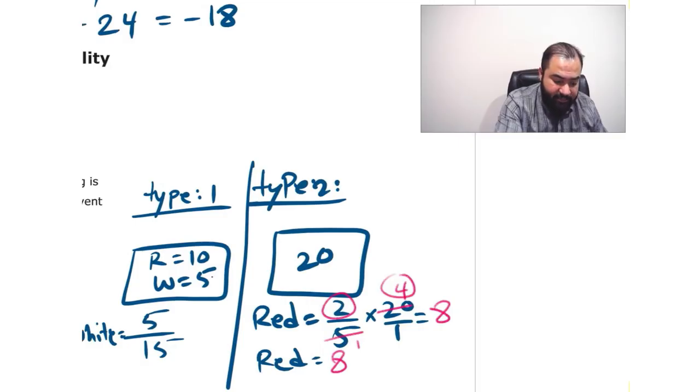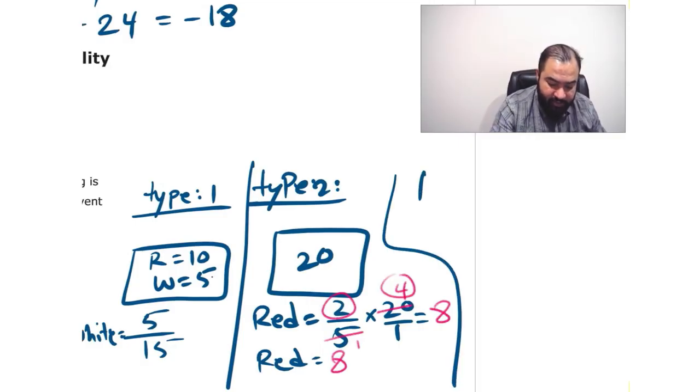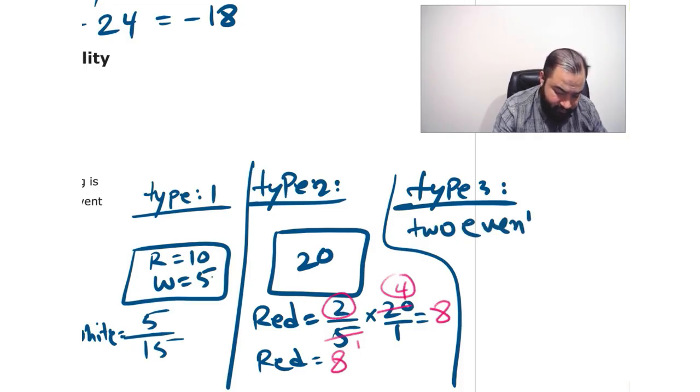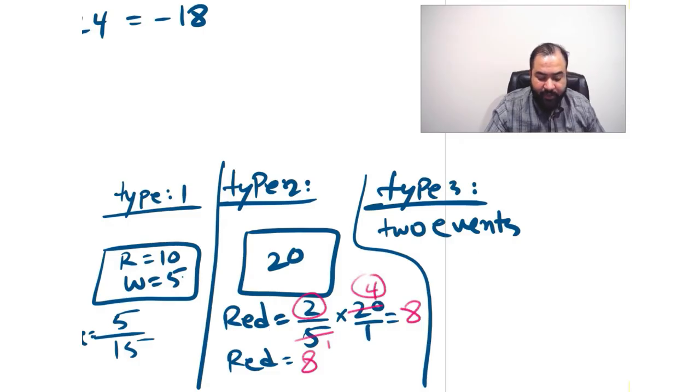The third type is pretty simple as well. Type 3 is two events, or more than two events. You'll be like, what do you mean by two events? Let me show you more briefly.